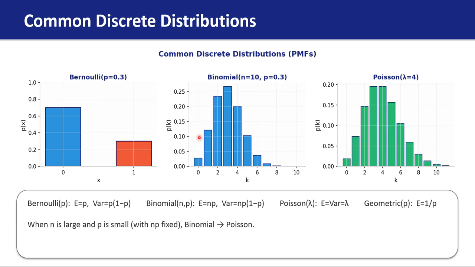The second common discrete distribution is the binomial distribution. Binomial with parameters n and p: number of successes in n independent Bernoulli trials. For example, send 20 packets, count how many drop. P of X equals k equals n choose k times p to the k times 1 minus p to the n minus k.